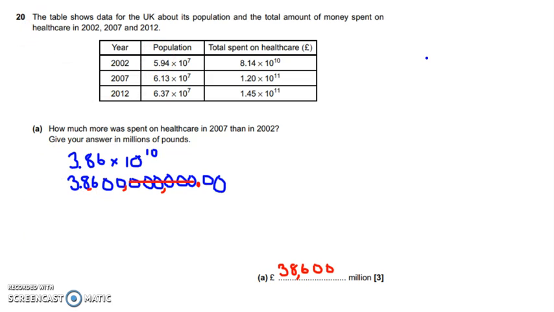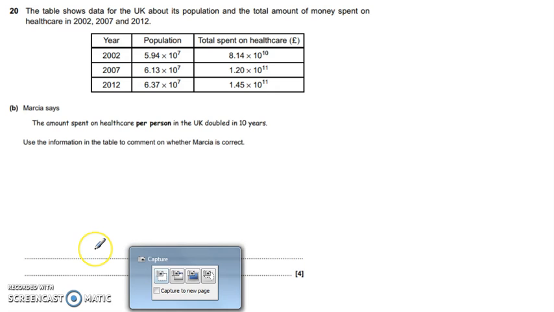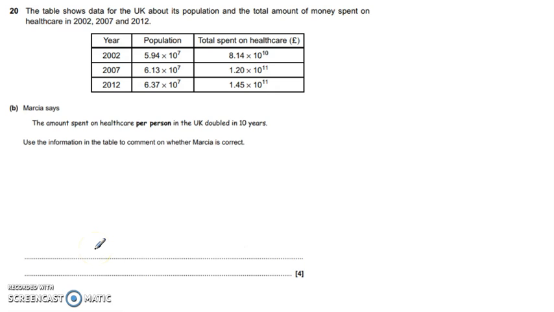Part B says Marcia says the amount spent on healthcare per person in the UK doubled in 10 years. Use the information in the table to comment on whether Marcia is correct. Okay, so to do this, we need to have a look at how much was spent in 2002, because the difference between 2002 and 2012 is 10 years, so we're going to be looking at these two parts of our table. We're going to need the population and the total healthcare. To work out how much was spent per person, we need to do the healthcare divided by the population.